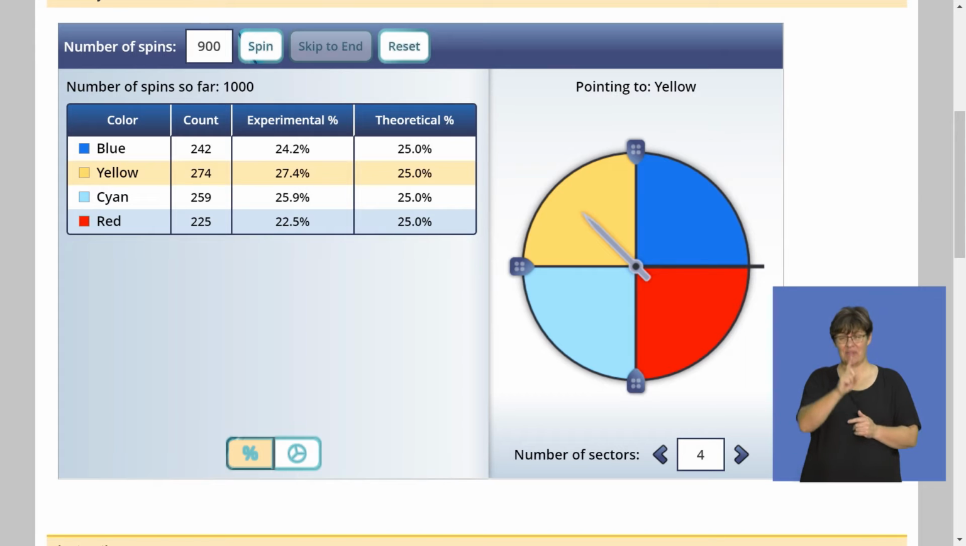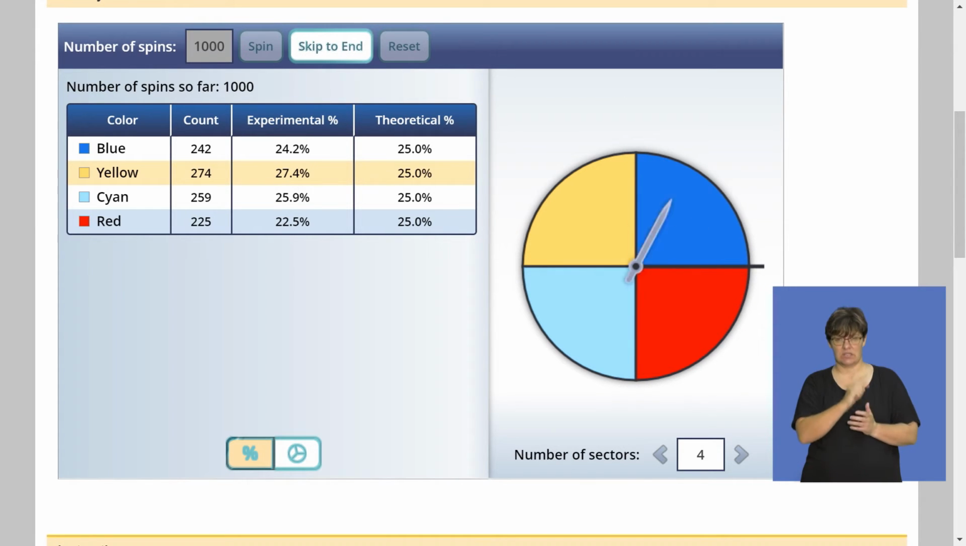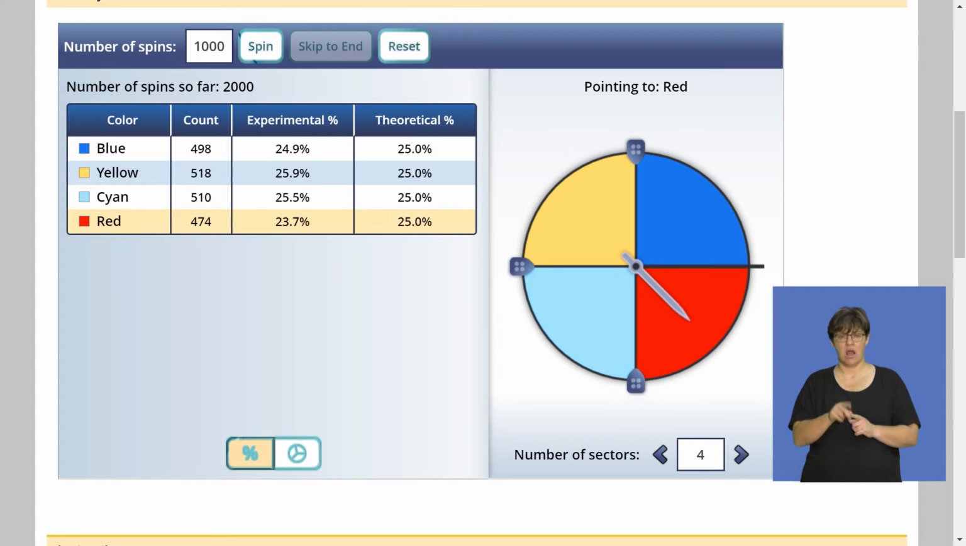So if I did another 1,000 spins, instead of just 900, let's do 1,000. Let's change it, I've made it 1,000, and let's spin. So now 2,000, let's spin to the end. We're not going to wait for it. And look, the values are getting even closer.